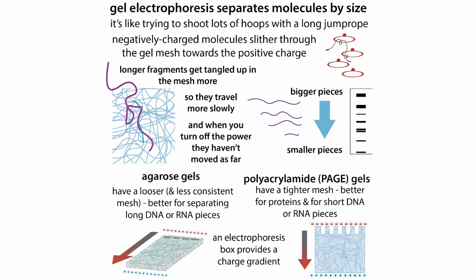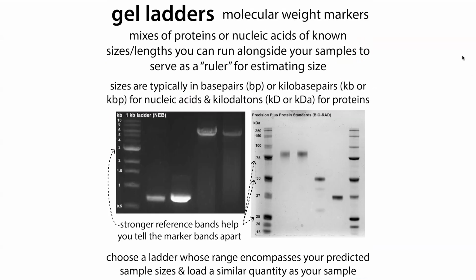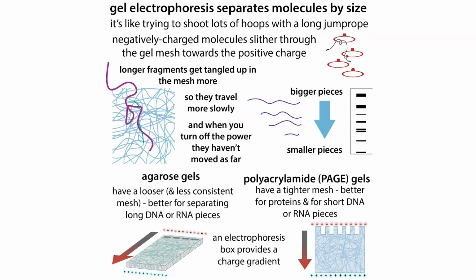When we turn off the power, we stop them in place. The bigger molecules are then going to be higher up than the smaller molecules because the bigger molecules would have been traveling slower, and so they wouldn't have gotten as far. And then we can see how many things are in here, what are the relative sizes, and how do they compare to a ladder of known sizes, like a molecular weight standard. And so that's the basic idea of gel electrophoresis, but then there are a lot of different flavors.